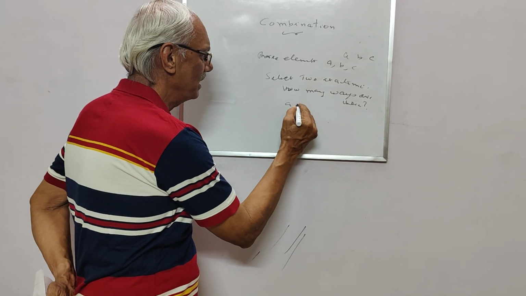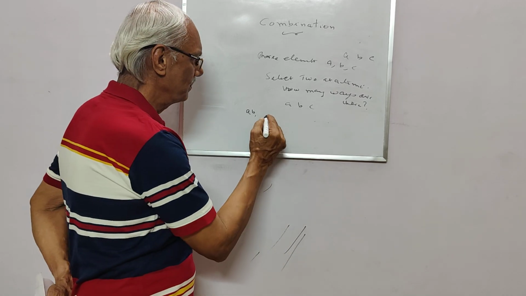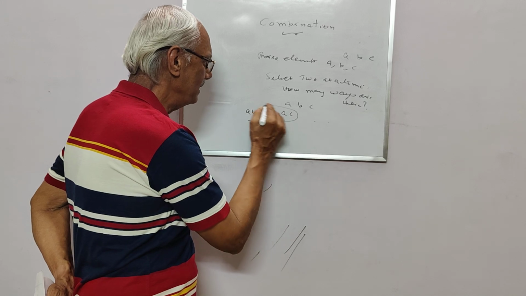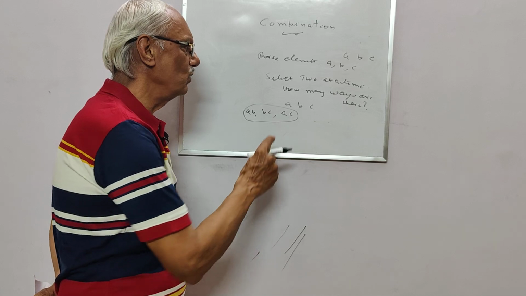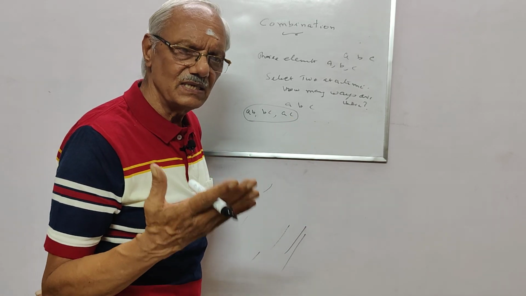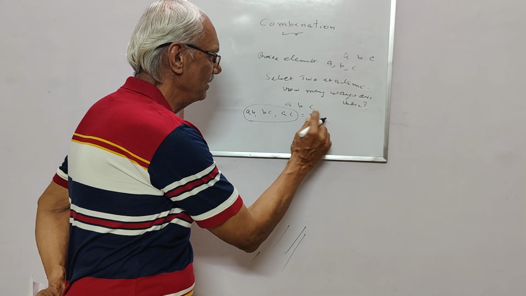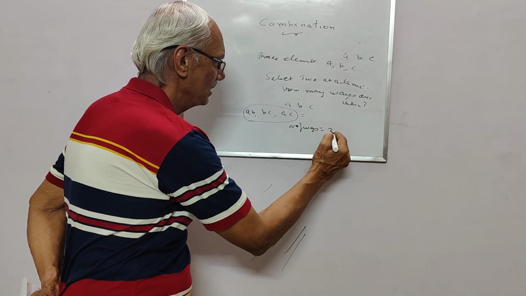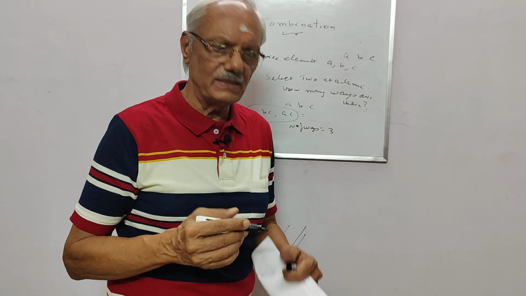Let me do it manually. AB is possible. BC is possible. Then AC. Is there any other way of selection? No, you cannot, because even CA is not a new selection, it is the same as AC. So how many ways are there? There are 3 ways. The number of ways is equal to 3.